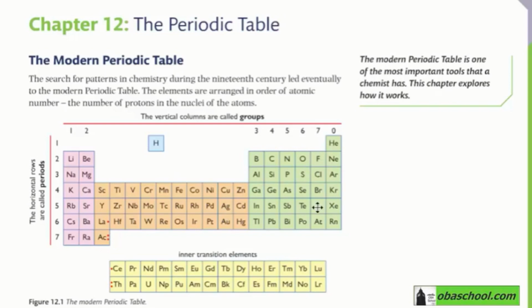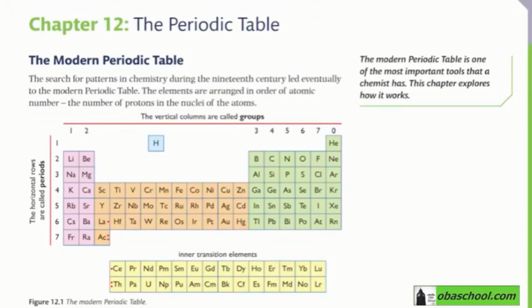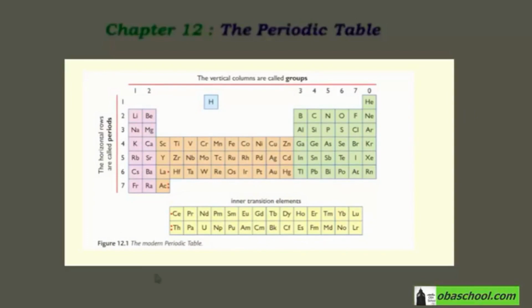So let's look at the elements in this table and how they are arranged. And let's learn what is meant by groups and what is meant by periods. Also, we will see the real shape of the periodic table. The real shape is how it initially looked, but then the scientists changed it, and it is now called the modern periodic table, which is very important. So let us start. In this table, we'll talk in detail about the periodic table and its elements.